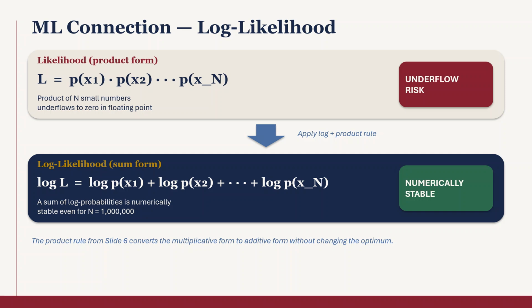So machine learning always works with the log likelihood instead. Log L equals log p of x1 plus log p of x2 and so on plus log p of xn. A sum of log probabilities is numerically stable even for n equals 1 million. The product rule from the 3 core rules slide is what lets you turn the multiplicative form into the additive form without changing what you are optimizing.